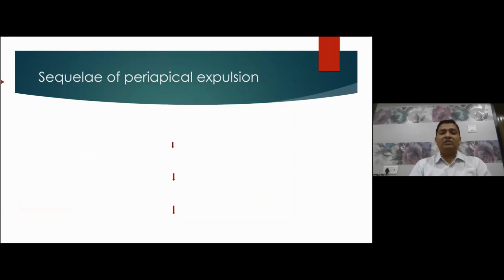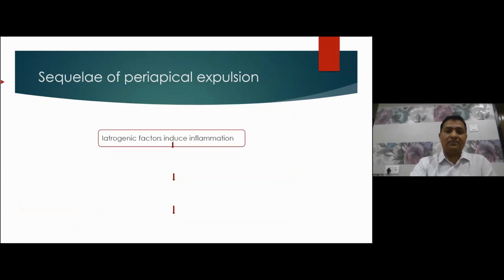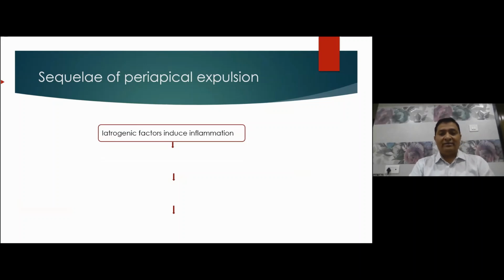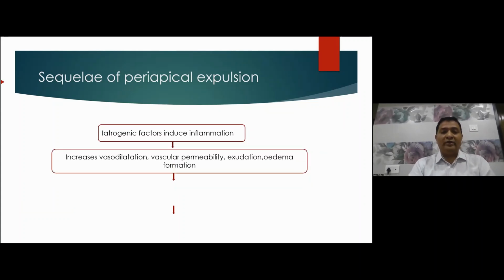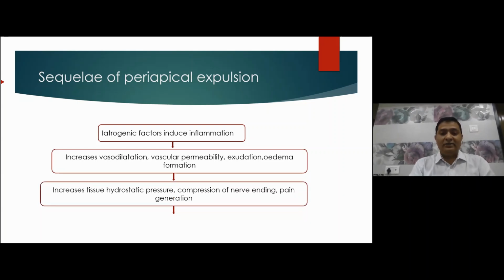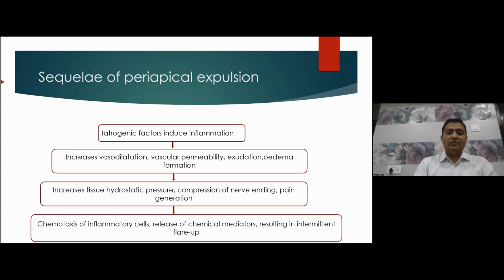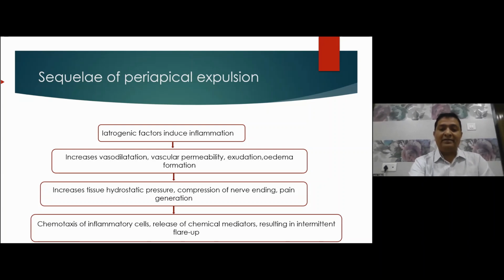So, what are the sequelae of periapical expulsion? These iatrogenic factors induce inflammation in the periapical tissue, leading to vasodilatation, vascular permeability, exudation, and edema formation in the periapical region. That leads to compression of the nerve endings and pain generation occurs. Some chemotactic factors are also released in the periapical region, causing intermittent pain and flare-up.